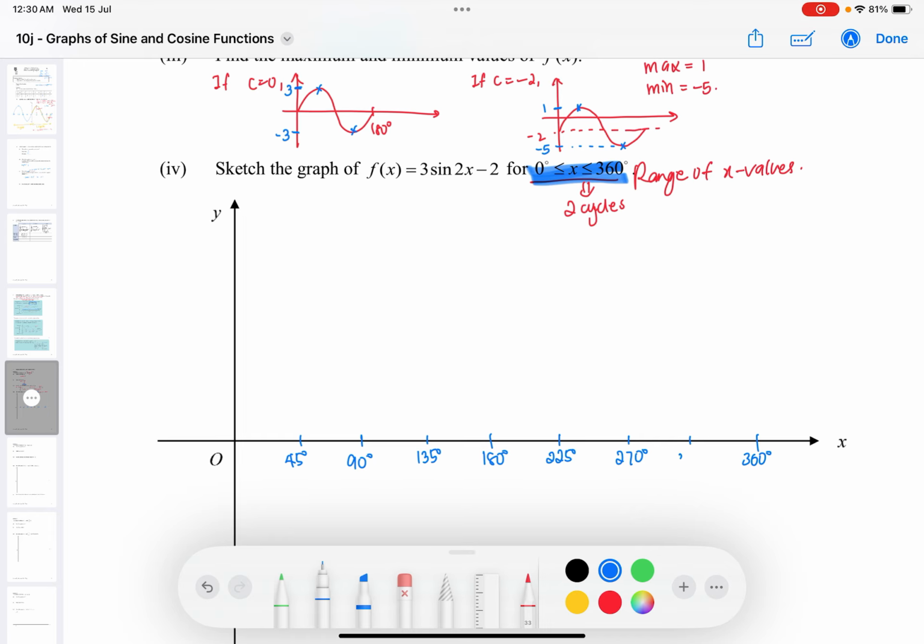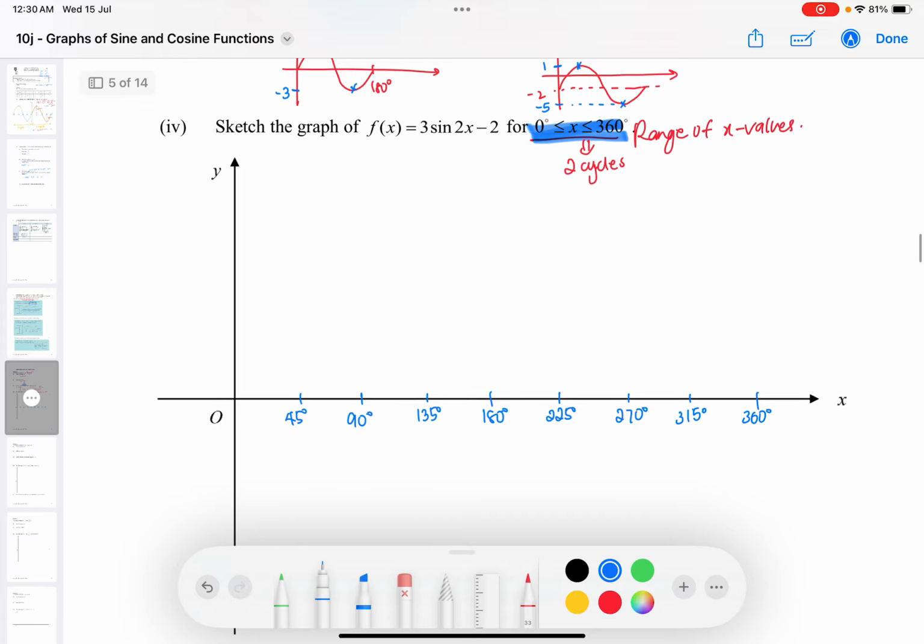And this will be 315. Okay, so as much as possible, you should try to draw it to scale. You can use your ruler to help you with that. Next we will mark out our middle line, or the axis of the curve. In this case, it's at -2.